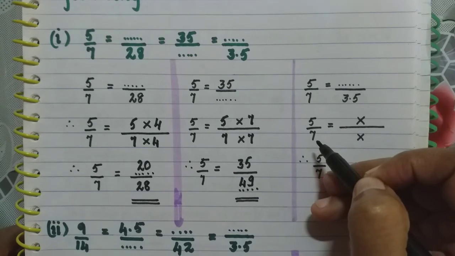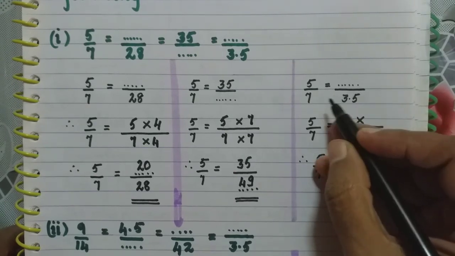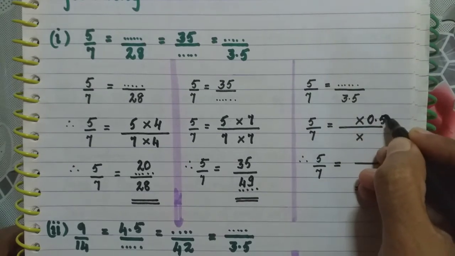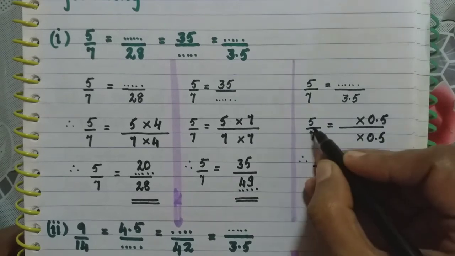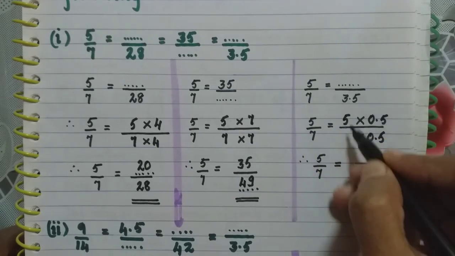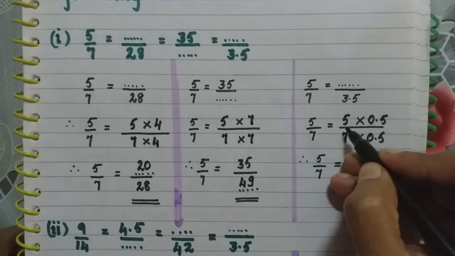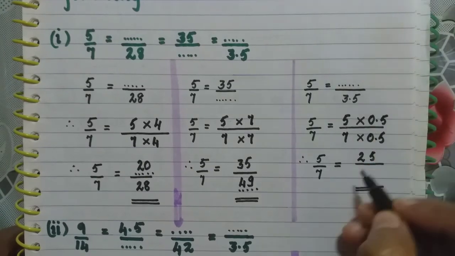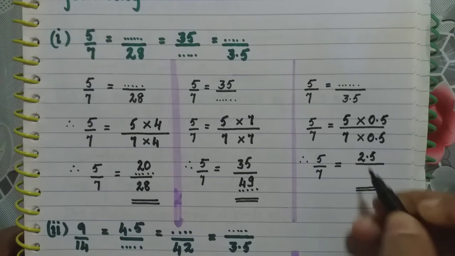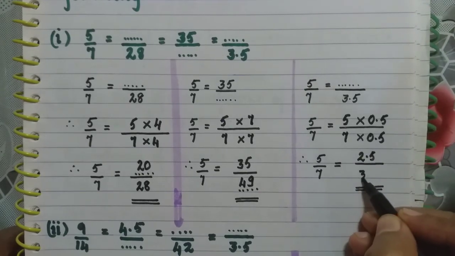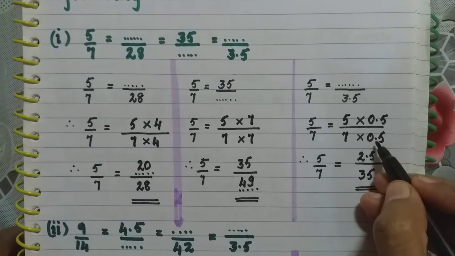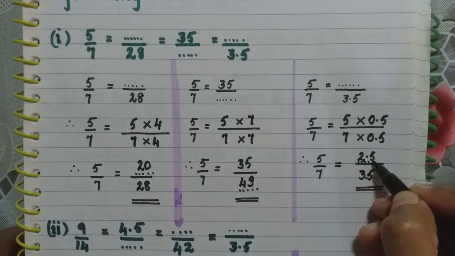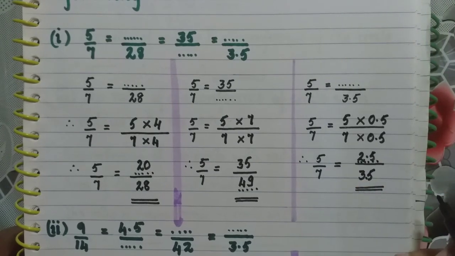So 5 upon 7 is equal to, we said that the numerator and denominator have to be multiplied with 0.5. So let me write 0.5, 0.5. What is the numerator and denominator? 5 and 7. Now let me multiply. 5 into 5 is 25. But the point is before one place. So this becomes 2.5. 7 into 5, 35. But the point is before one place. So this becomes 3.5. So 3.5 was given. What was not given? 2.5. So this is the blank.